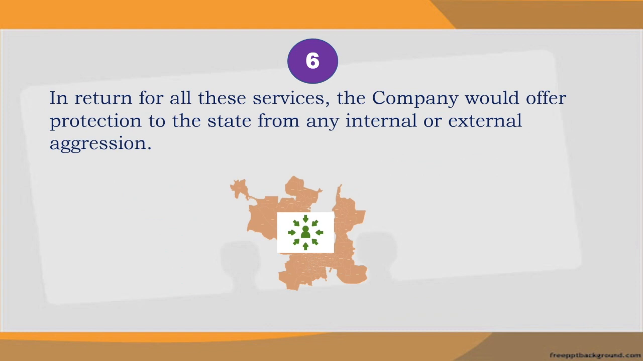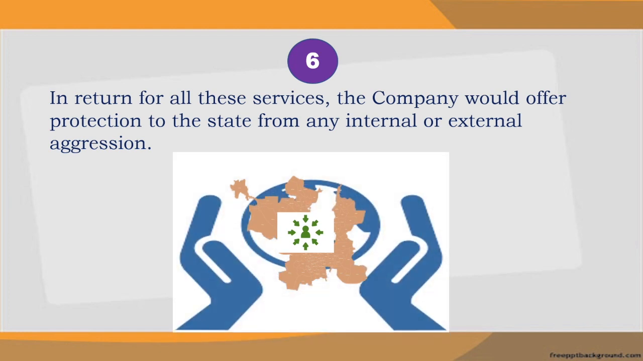Last condition, condition number six. If a native ruler agrees to all these conditions, in return for these services, the East India Company would offer protection to the state from any internal or external aggression. So the British promised, if you agree to these conditions, we will protect your state from any internal or external attack. So these are the six conditions an Indian king had to accept while entering into the system of subsidiary alliance.